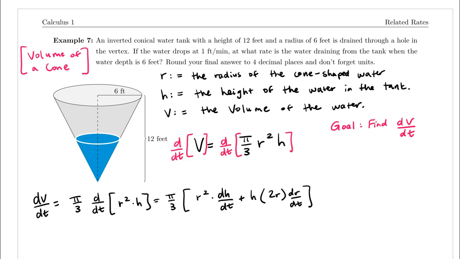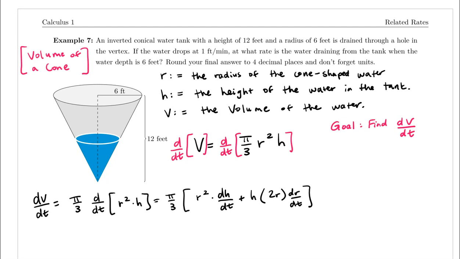All right, so this is how we might go about it based off how we've done the previous questions. We've taken the derivative of both sides with respect to t, and we end up with dv dt is equal to pi over 3 times, and I need to use product rule, so we have r squared times dh dt plus h times 2r times dr dt.